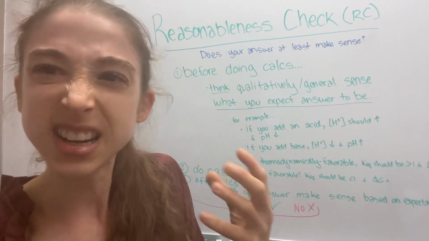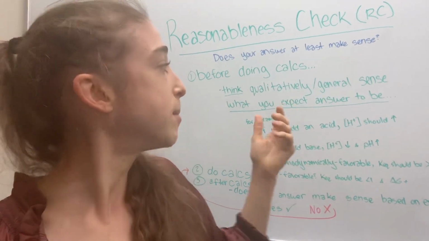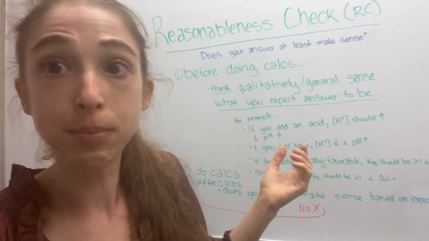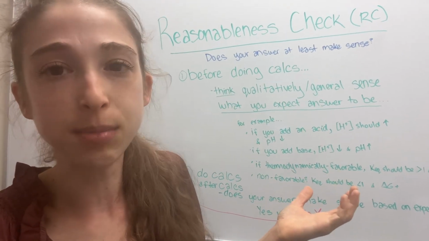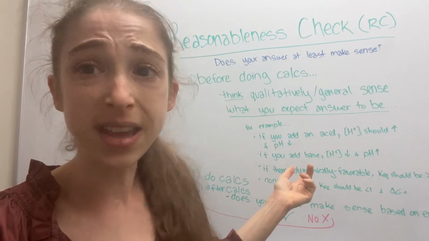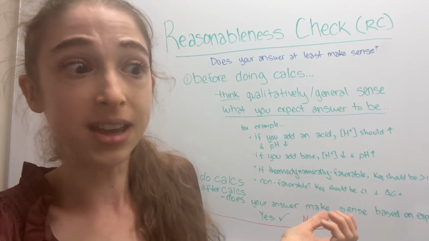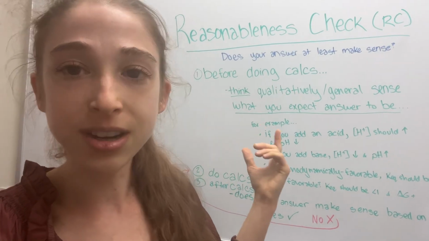Maybe I don't want to check all of the single decimal points and rounding errors, but if I can at least get a qualitative sense, does my answer make sense? If I'm adding an acid, my proton concentration should go up and my pH should go down. If I get an answer that doesn't have that, then I did something wrong. If I added a base, that proton concentration should go down and my pH should go up. If I get a pH that's lower, then I did something wrong, and I can redo it.